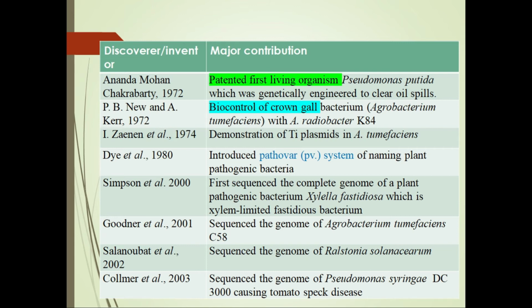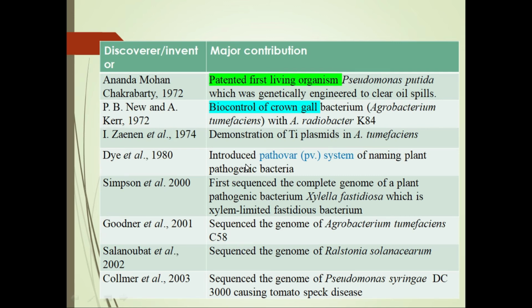Then the crown gall disease caused by Agrobacterium tumefaciens was managed by using another bacterium, Agrobacterium radiobacter K84 strain. So it was a biocontrol of a plant bacterial disease. It was demonstrated in the year 1972. How does this Agrobacterium cause gall formation or tumor formation in plants? It is all because of a plasmid, the Ti plasmid, and this Ti plasmid was demonstrated in the year 1974.